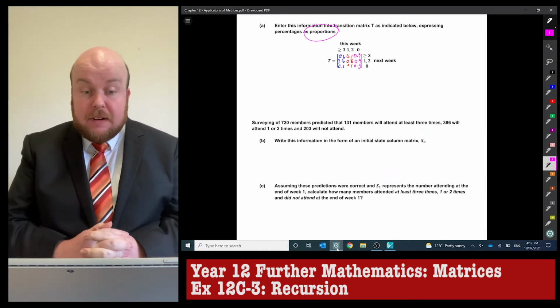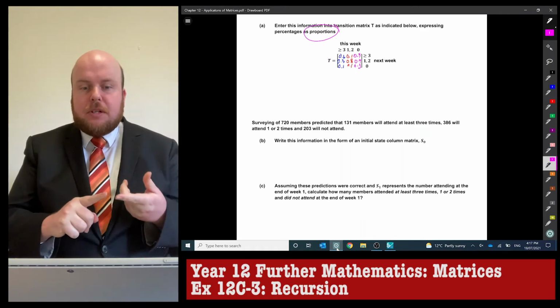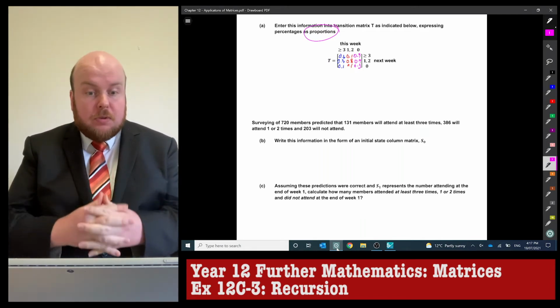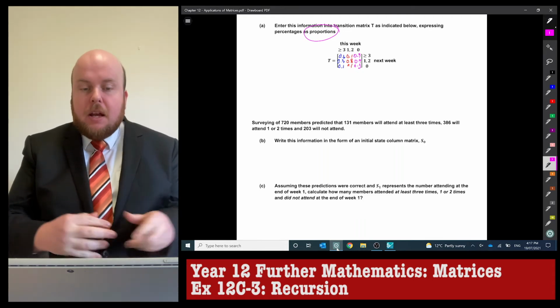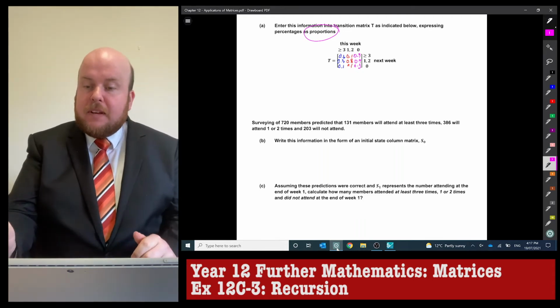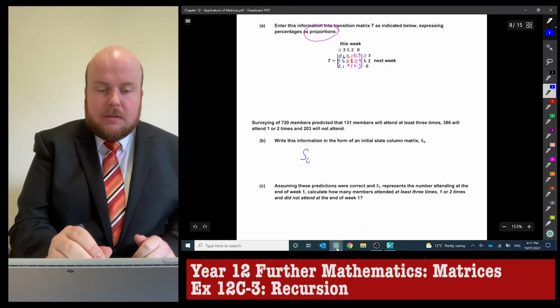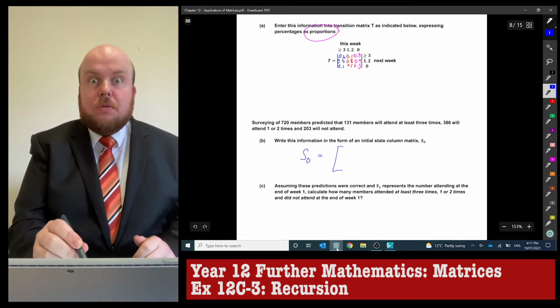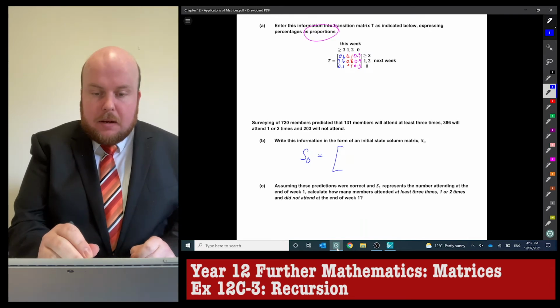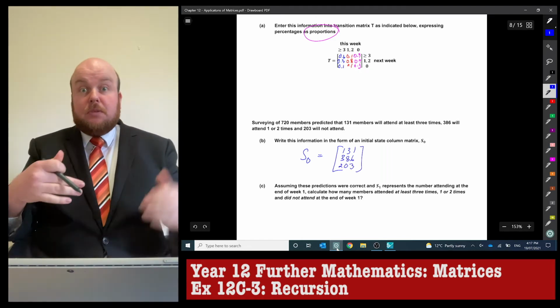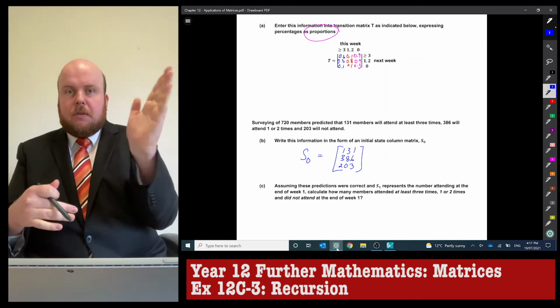Surveying 720 members predicted that 131 members will attend at least 3 times, 386 will attend 1 or 2 times, and 203 will not attend. Write this information in the form of an initial state matrix S naught. So S naught is equal to 131, 386, and 203. Remember, we want the verticals to be in the same order as going from left to right, up to down.